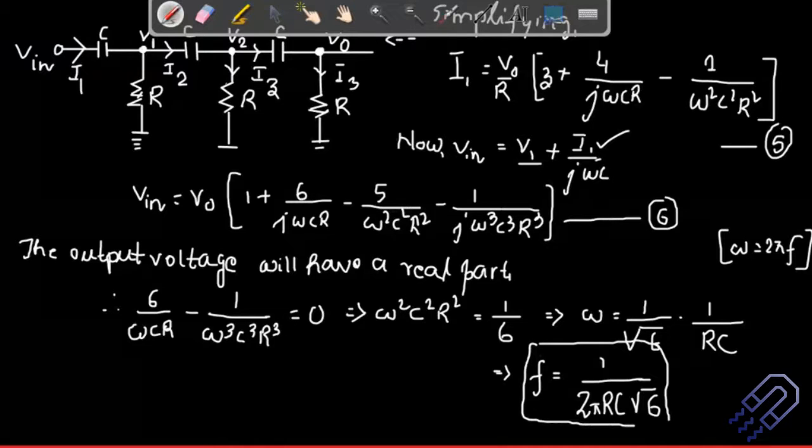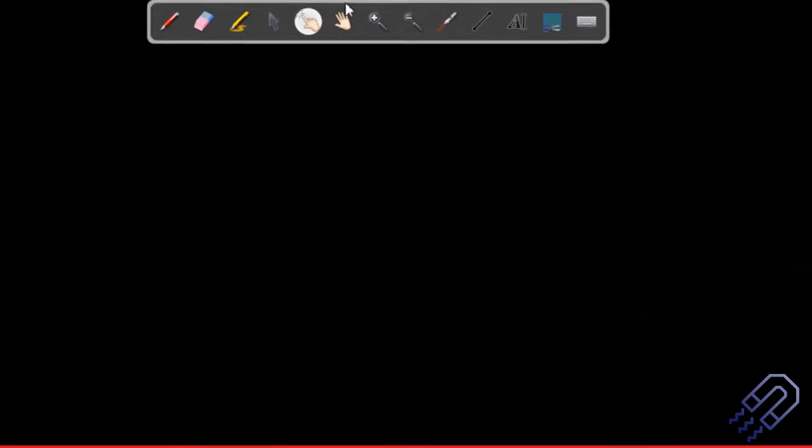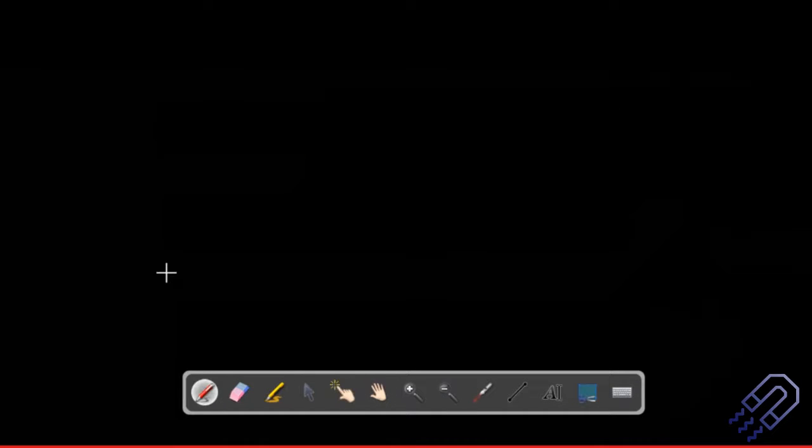This is the frequency, and this is the derivation. So it's quite a descriptive derivation. Now the question is, how can it be 1 divided by 29? That particular part we are going to do. So f is equal to 1 divided by 2 pi RC root 6, which I found out. So let me just write down the other values here.